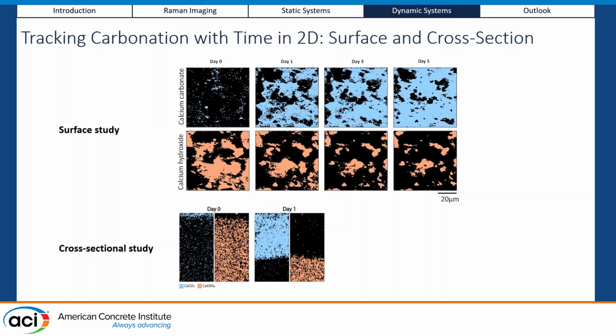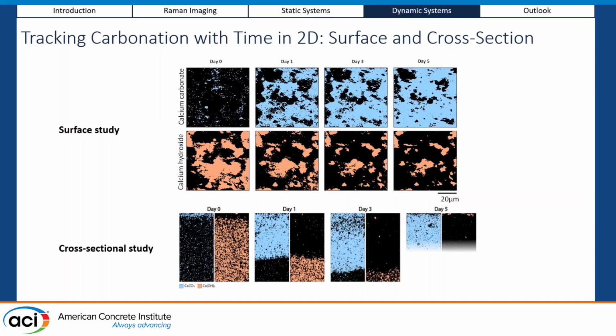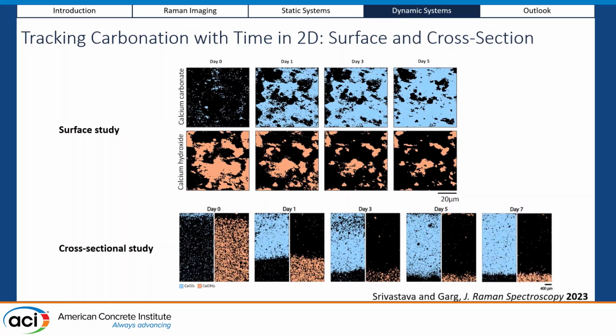You can do this in a cross-sectional 1D study, where you just carbonate from the top, you seal all the sides of your sample. You can see over time how calcium carbonate, basically this carbonation front, is moving forward, and at some point it basically saturates, because this is used to get say the carbonation depth or carbonation front, and your calcium hydroxide is just behaving the exact opposite.